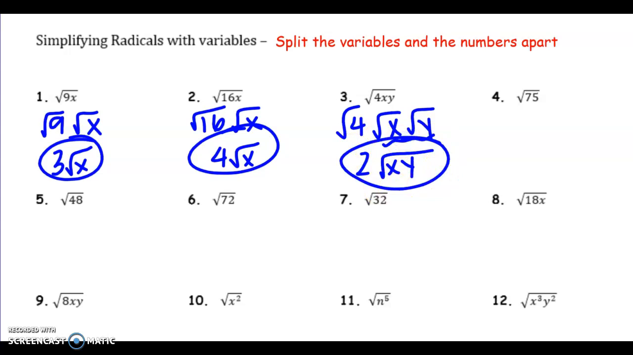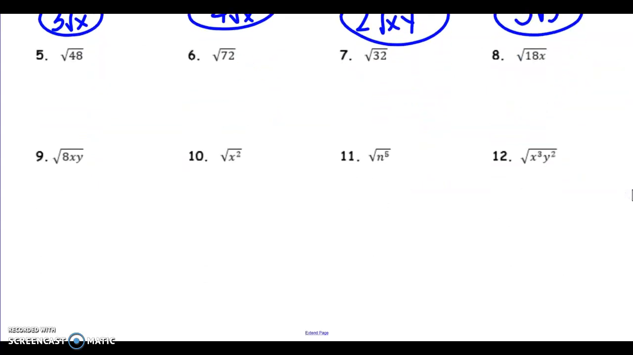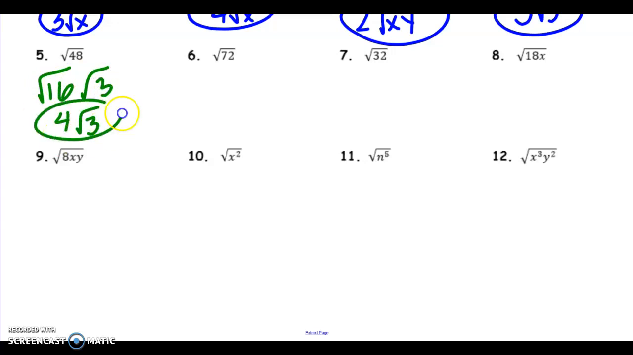All right, so 75. I know 25 is an easy one that's going to go into that, so I'm just going to do the 25 and 3 because the square root of 25 is 5, square root of 3. So I want to break them down as low as I possibly can so that it's easier for me to work through. All right, moving on to 48. 6 and 8 would be in 48. Let's try, what about 16 and 3? So 16 is 4, square root of 3, and then 72.